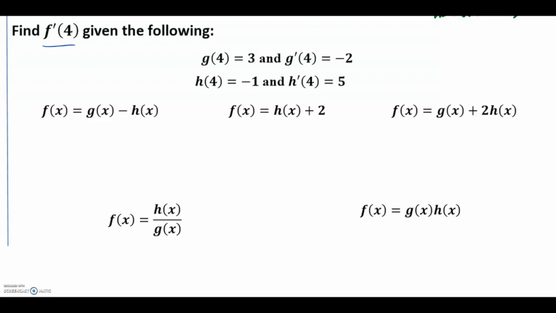And if you try to attack the problems the same way we've done all the others, you'll get through them relatively quickly. So go ahead and pause now.